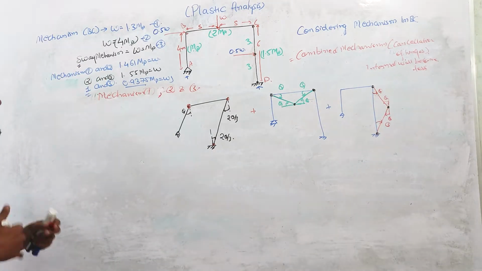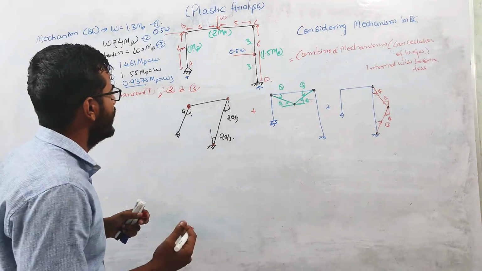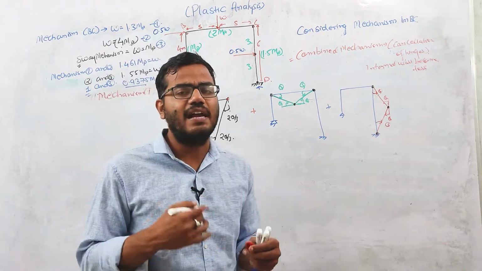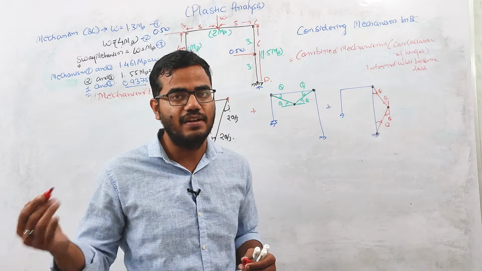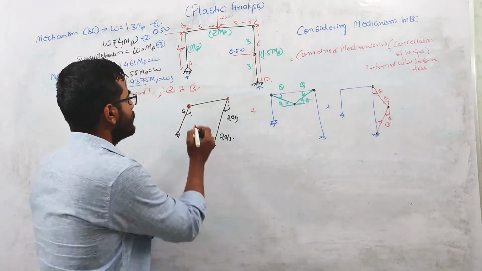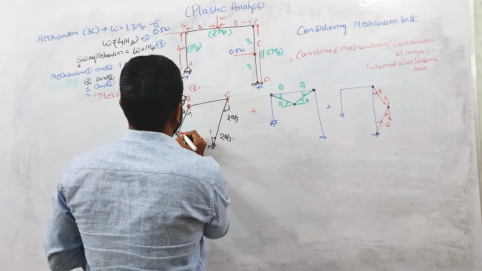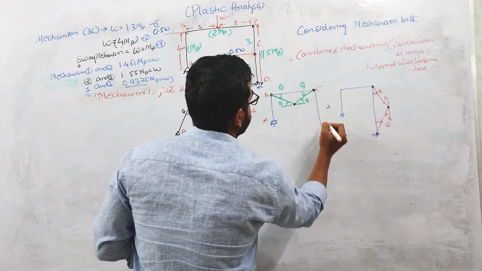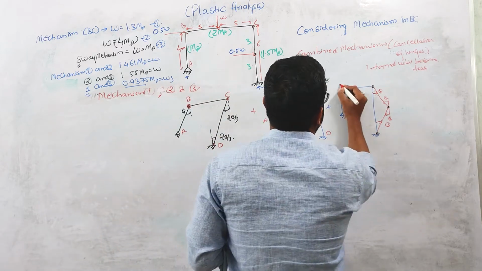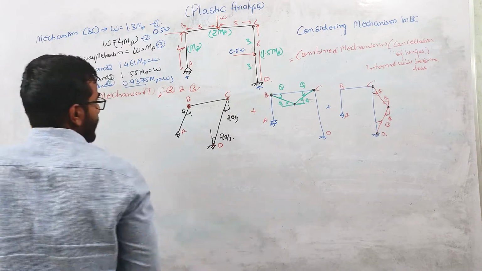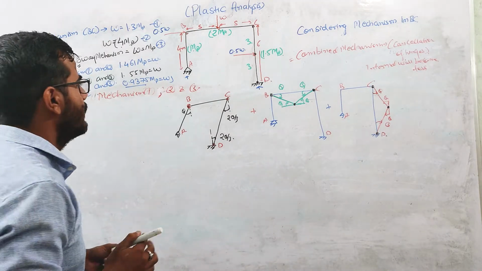Now let us see each joint, and we'll see whether there is any possibility of cancellation of hinges or not, because that is the ultimate purpose. Okay, so this is B, this is C, this is A, this is D. Now let us first discuss this point B.